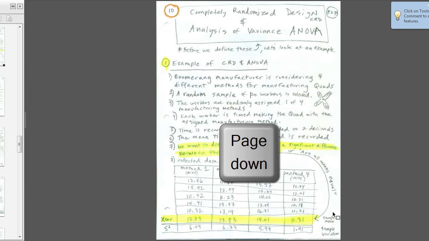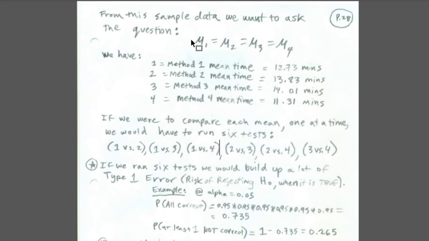Now I'm going to page down and go to our next page. From the sample data, we want to ask this question: is mu sub 1 equal to mu sub 2 equal to mu sub 3 equal to mu sub 4? Remember, those would be the mean times for each one of the methods. We're going to set this up again. The numbering is important: 1, 2, 3, 4. Our point estimate for each one of those population means are here. For method 1, it was 12.73. For method 2, it's 13.83. Method 3, 14.01. And method 4 is 11.31.